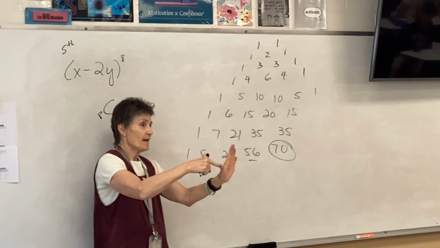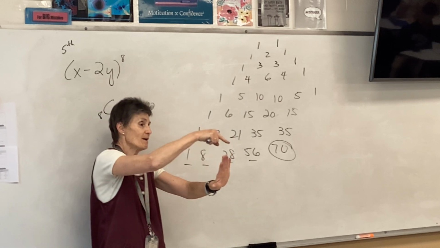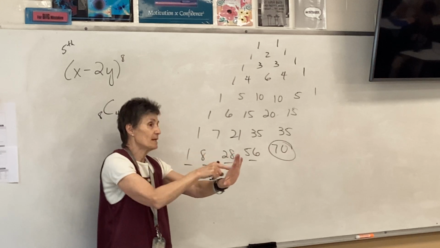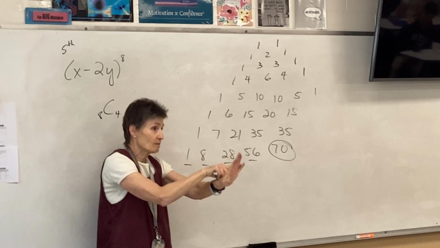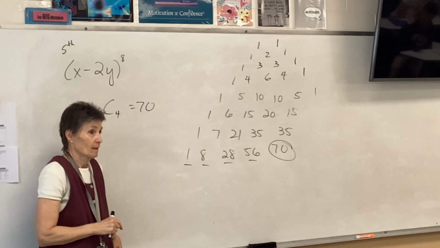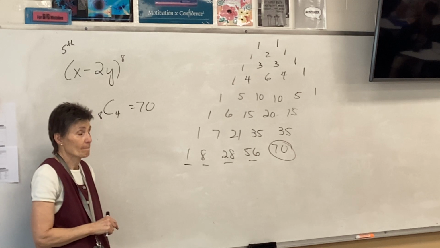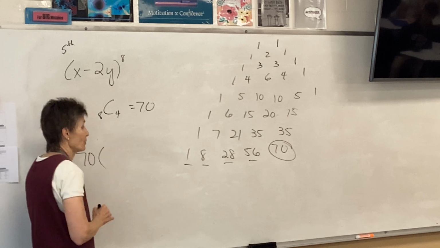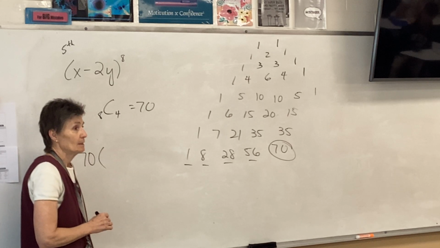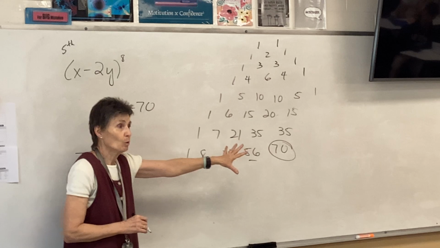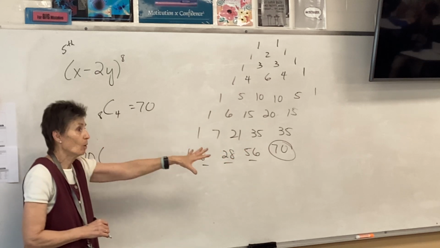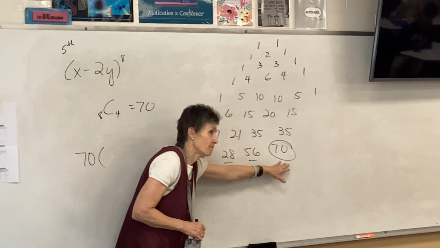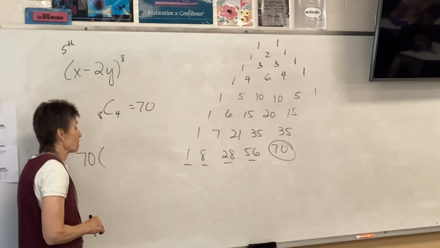So 8C8, 7, 6, 5, 4. Just counting down, you have to count to get to the 5th one. So my number is 70. However you find it, your number is 70. Notice I didn't write out the whole triangle because I don't need the whole triangle. I only needed to get to the 5th term.